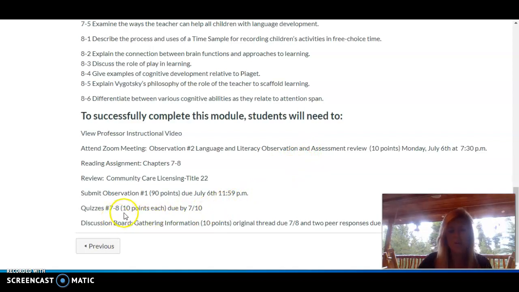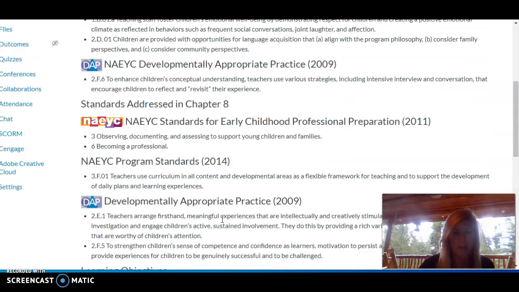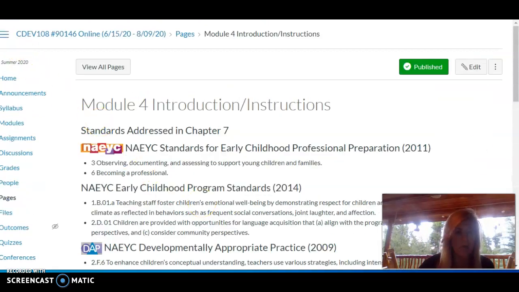And then your quizzes, of course, chapter 7 and chapter 8, they are worth 10 points each. They are due by the 10th of July. And then your discussion board is under gathering information. It's worth 10 points. And like every single week, my friends, the first original thread is due the Wednesday of this week. And then your 2 peer responses are due by Friday, both at 11:59. Let me go ahead and go over that real quick with you, the discussion board for this particular week.